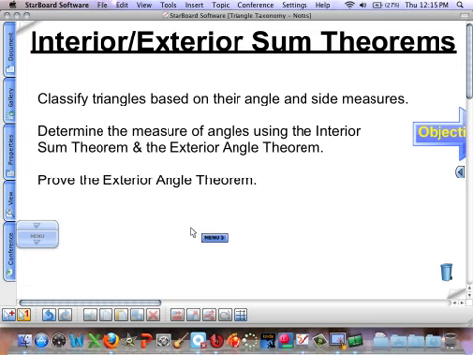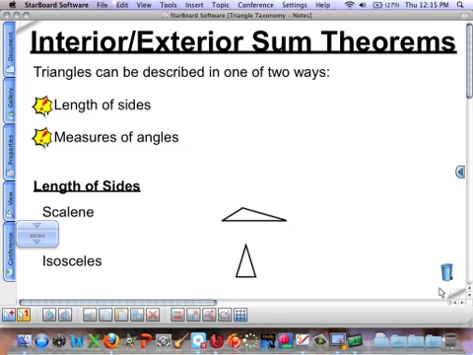So, let's start off really basic here. When looking at classifying triangles, you can classify them in two ways. You can classify them based on the lengths of the sides or the dimensions of their angles. So what I want to do first is talk about classifying based on the length of their sides. And I know it's going to go a little bit grade school, but this is terminology you guys need to know in order to be proficient in this class.